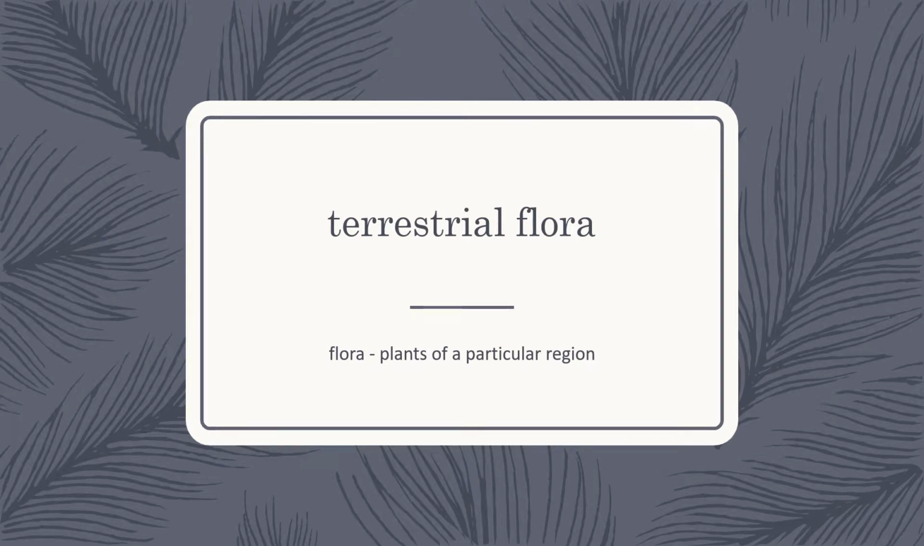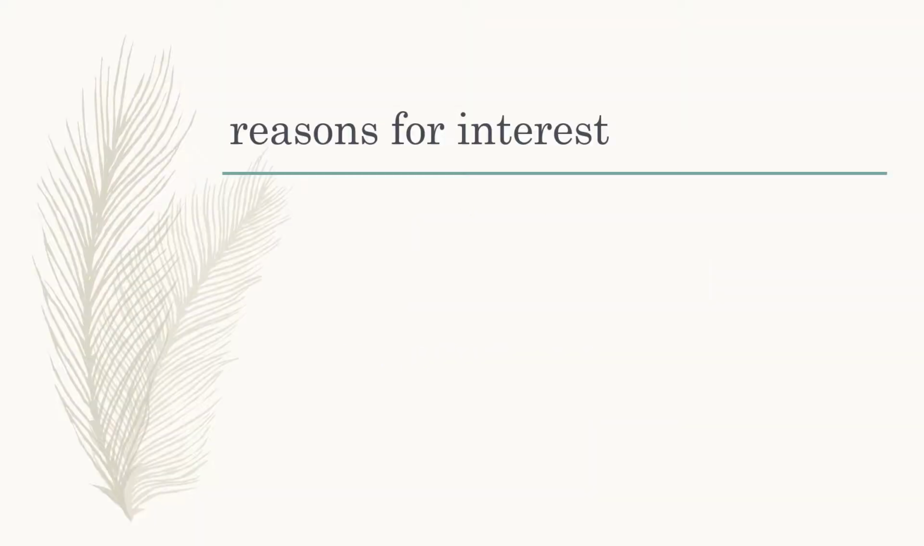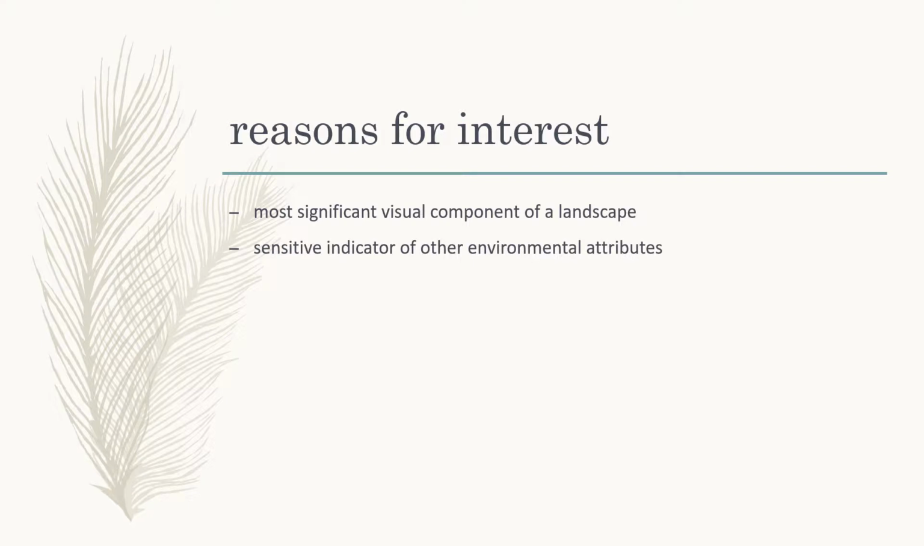So first we have terrestrial flora, which are plants that reside in a particular region. Some reasons we are interested in researching flora is that plants are the most significant visual components of a landscape. They are also an indicator of other environmental attributes, such as topography, soil, and animal life. Last is that plants have a prominent influence on human settlement and activities, such as where humans choose to settle or the way they provide humans with valuable resources.